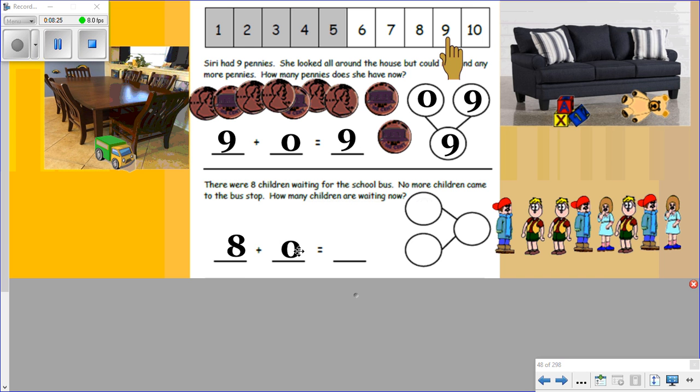8 plus 0 equals 8. The number does not change. So our whole amount was 8. And we finish with 8 and 0 showing that no more children came. All right, so when you have 8 plus 0, then it equals 8. It stays the same.